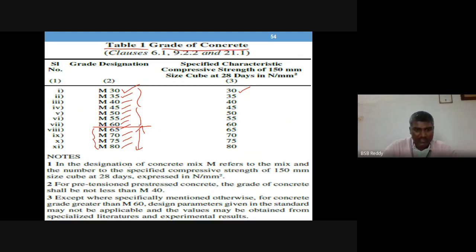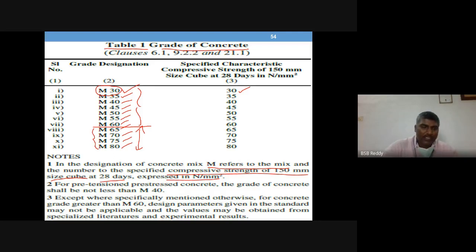Now in the designation of concrete mix, M refers to the mix, and the number refers to the compressive strength of a 150 size cube at 28 days, expressed in Newton per square mm. So M30 grade of concrete means mix. M means mix, 30 means 30 Newton per square mm, if you prepare a cube of 150 size and test it at 28 days.